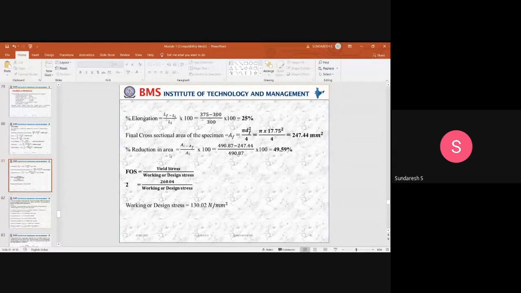Percentage reduction in area is nothing but the initial area minus final area divided by the initial area. Since the length is increasing, the diameter is decreasing. The initial diameter was 25, now the final diameter has become 17.75, so the cross-sectional area is also decreasing. Substitute the values of initial area and final area in this expression, and you are going to get 49.59%. Please check whether you are getting these answers correctly or not.